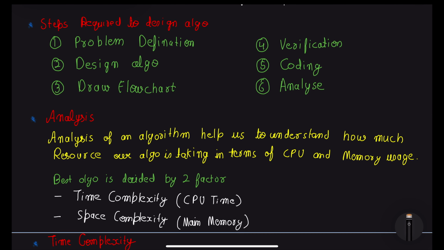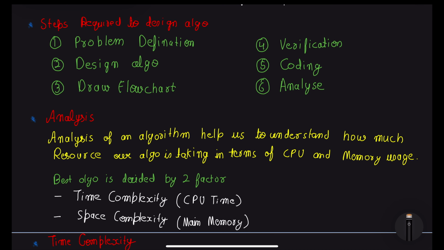Now let's see what are the steps required to design a particular algorithm. So there are a total of 6 steps. First is problem definition. You should know the problem and what the actual ask is. Second is design algorithm. After understanding the problem, you should design a solution to that problem. Third is drawing a flowchart. Here we represent all the steps that are written during the design of the algorithm in the form of a flowchart. Fourth point is verification.